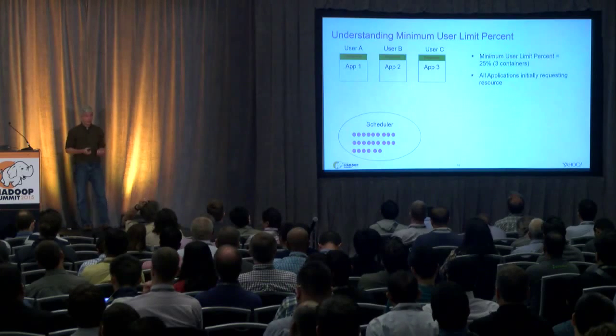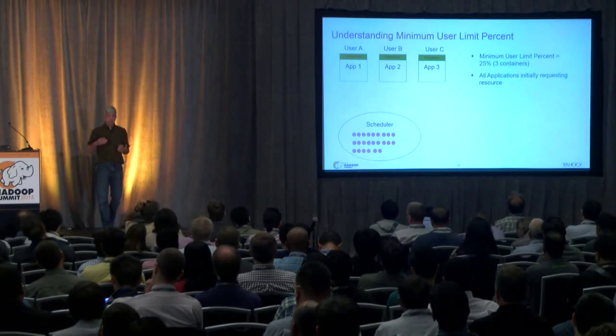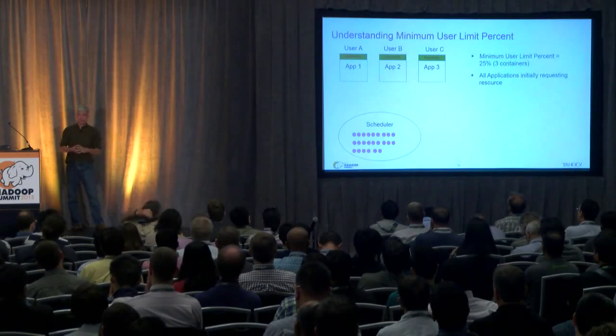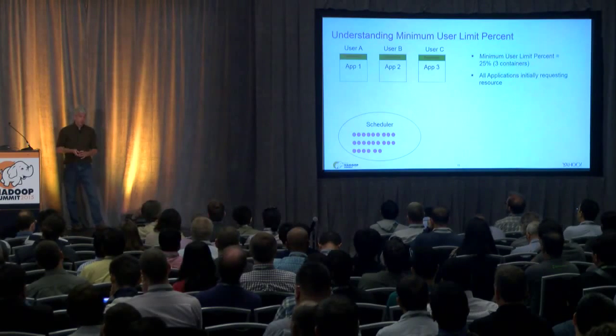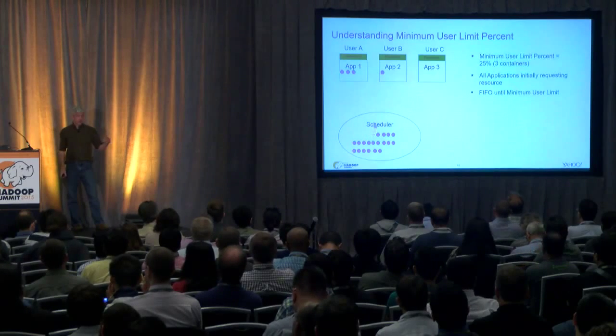And then all applications are initially requesting resources. So applications can be running and not requesting anything, but in this case, I'm saying they're all requesting. Usually when you first start up, obviously you're going to request resources, otherwise you're not going to get much done. So this is kind of an initial condition. So like I said, it's basically FIFO until you hit the user limit.